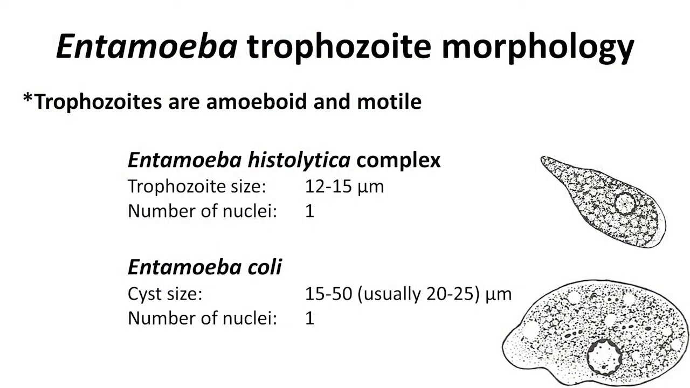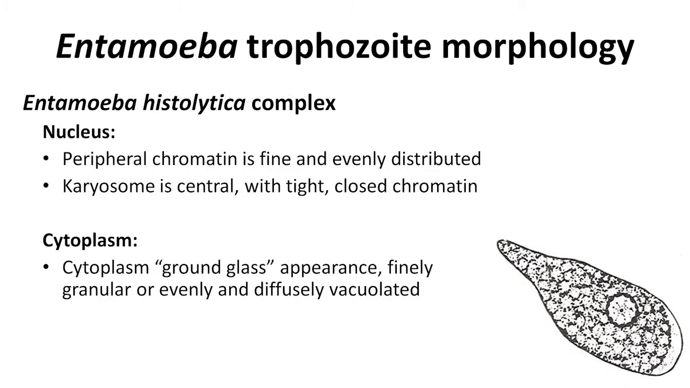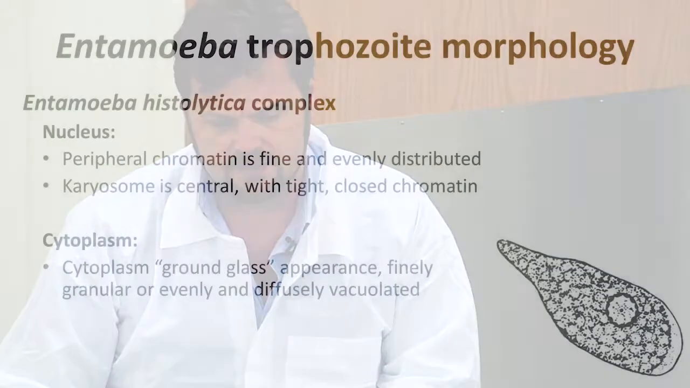Trophozoites of Entamoeba only ever have 1 nucleus. In the trophozoite stage, no matter what species, there will only ever be 1 nucleus in that motile, active trophozoite stage. Let's have a look at the Entamoeba histolytica complex trophozoite. Let's have a look at those nuclei again. The nuclei are the same. The morphology of the nucleus is the same in the trophozoite as it is in the cyst. So this nucleus here has lovely, evenly distributed peripheral chromatin and a tight central karyosome.